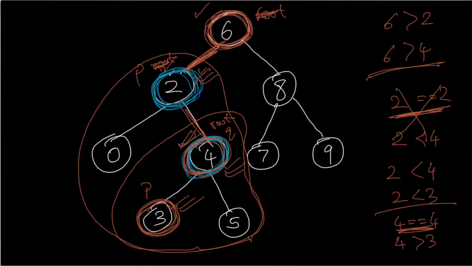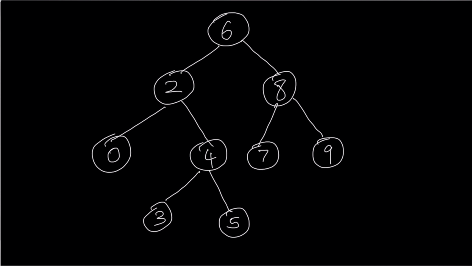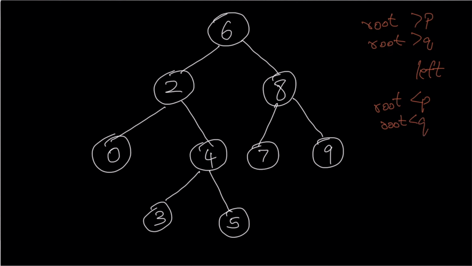So in summary, if the current root becomes equal to p or q, then that becomes our lowest common ancestor. And that's because either of p or q is in the path all the way up to the root of p and q. So in summary, we have 3 cases. If root's value is greater than p and root's value is greater than q, then our lowest common ancestor is somewhere in the left subtree. Otherwise, if root's value is less than p and root's value is less than q, then the lowest common ancestor is somewhere on the right subtree.